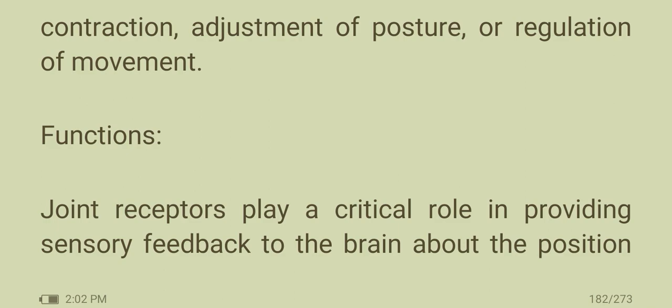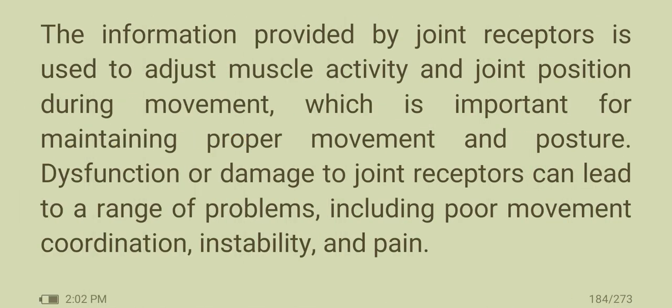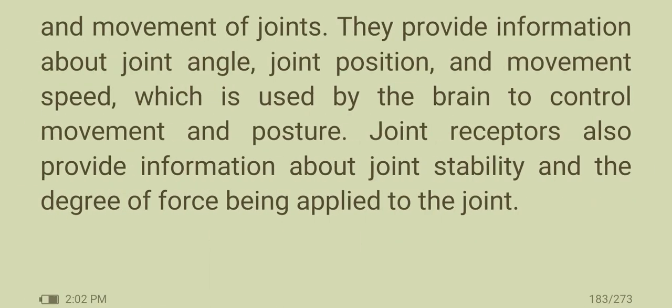Functions: joint receptors play a critical role in providing sensory feedback to the brain about the position and movement of joints. They provide information about joint angle, joint position, and movement speed, which is used by the brain to control movement and posture.